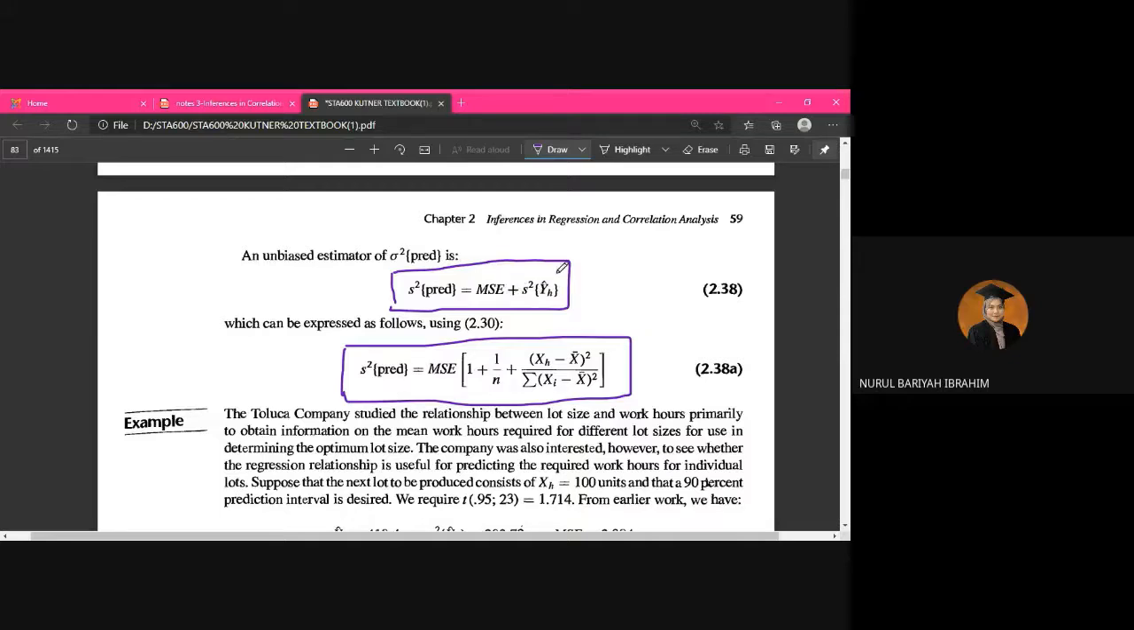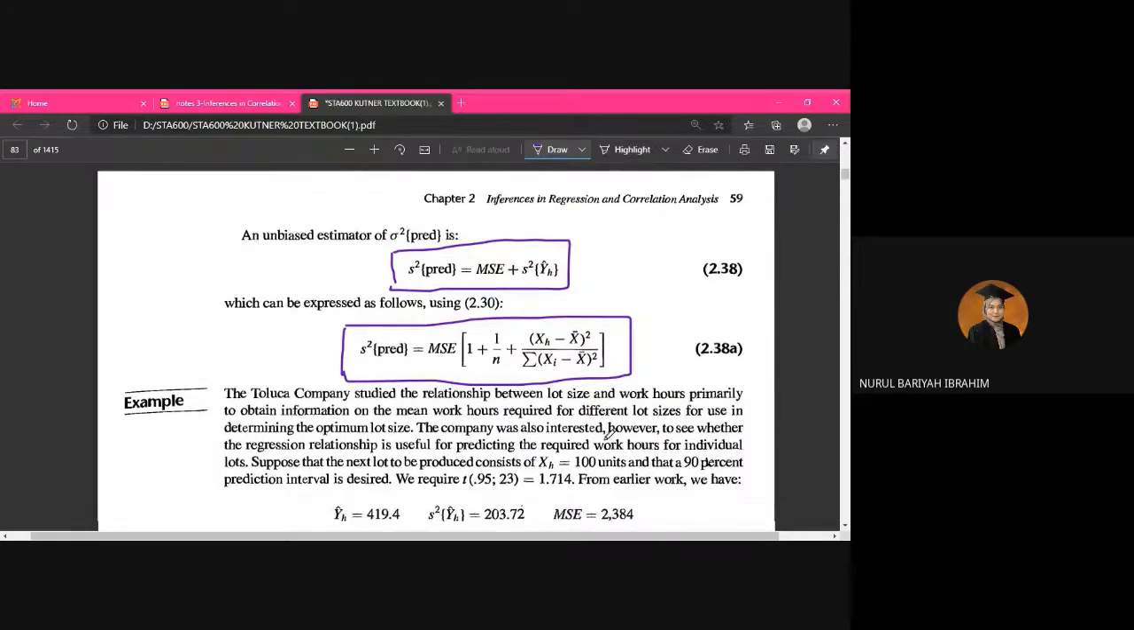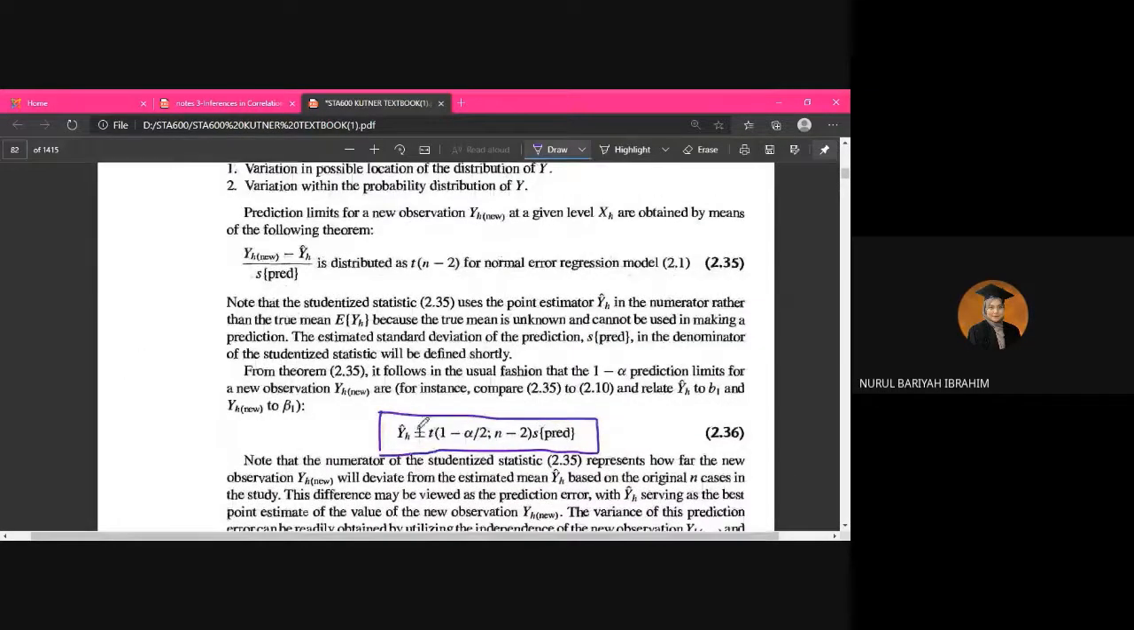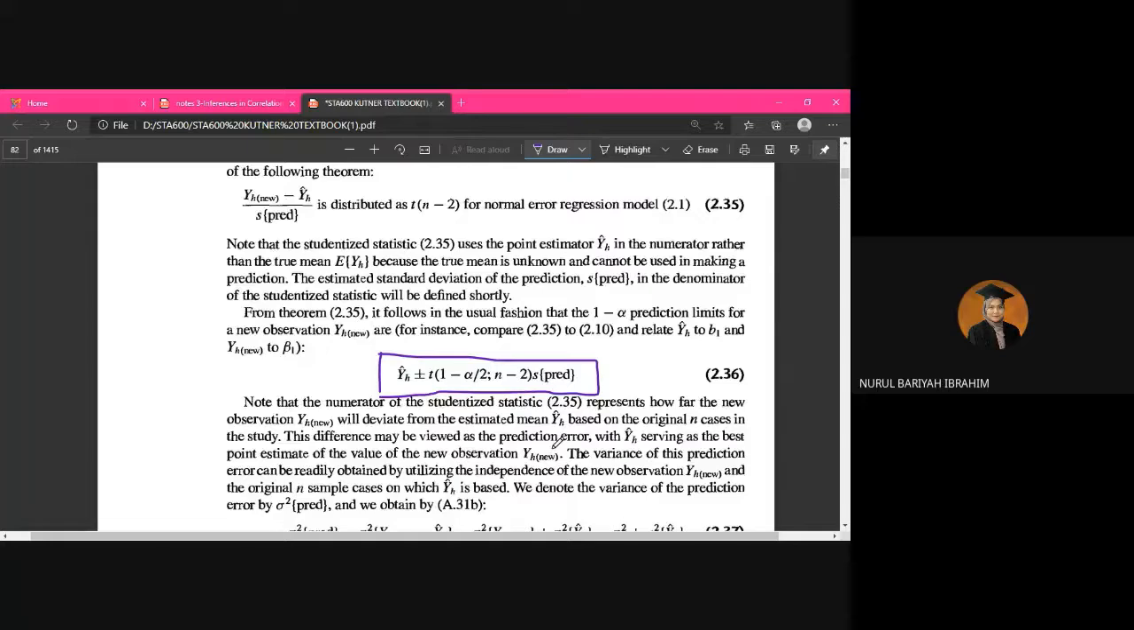Okay, it is MSE plus S square Y hat h, which is the variance of the mean response earlier, or MSE multiplied by 1 plus 1 over the sample size plus xh, which is the level of x that we replace in x, minus x bar squared divided by Sxx. Okay, so let's see the example. Looking at Y hat, the formula will be the same as the mean response, because earlier we proved how we get the formula of the mean response.